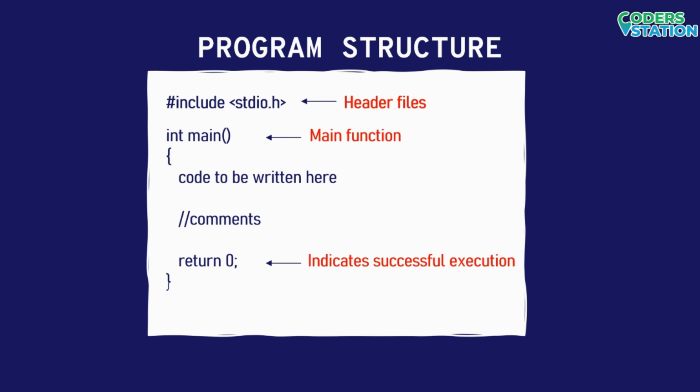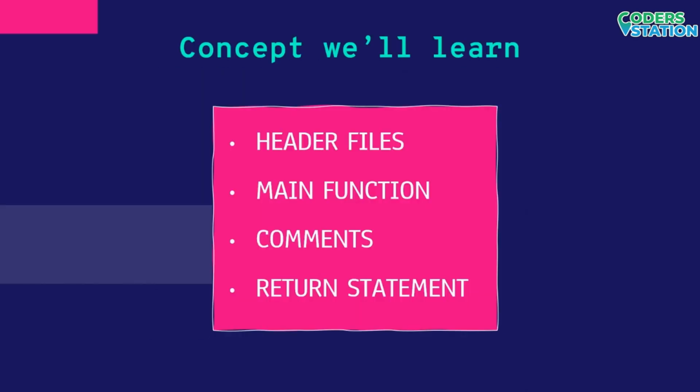So moving forward, we have our program structure. This is the program structure of our C programming language. There are main components such as header files, the main function, and the return zero statement, which indicates successful execution. In this video, we will learn about the header file concept, the main function, comments, and the return statement.